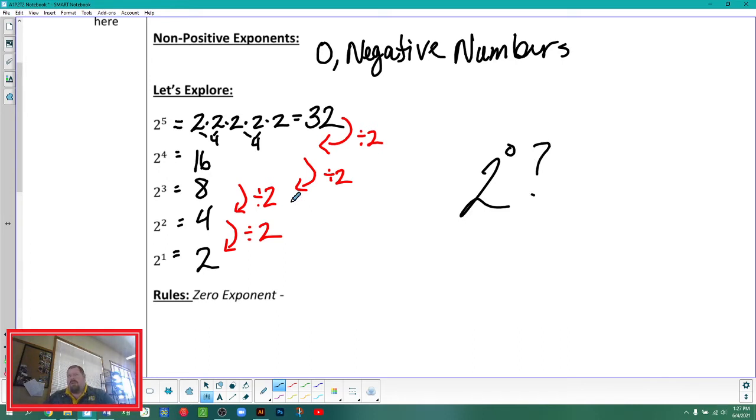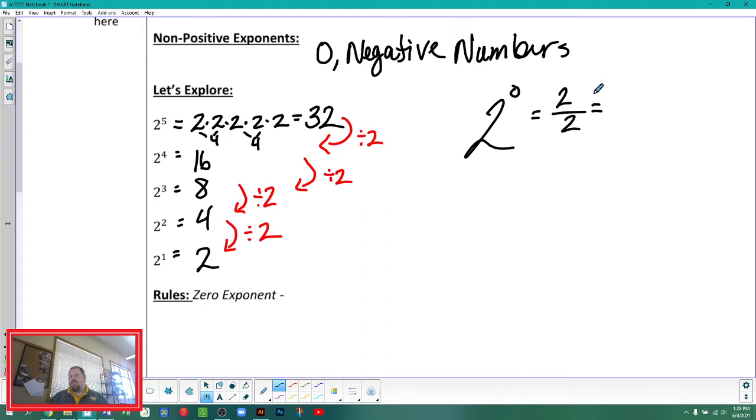A lot of people would run and say that it's 0, because why not, I guess. There would be a question as to, well, why wouldn't it be 0? And that's a valid question. Why wouldn't it be 0? Well, the only reason it wouldn't be is that in order to get the next lower exponent in my list, I take the number that I had before and I divide it by 2. So that would make 2 to the 0 power equal to 1.